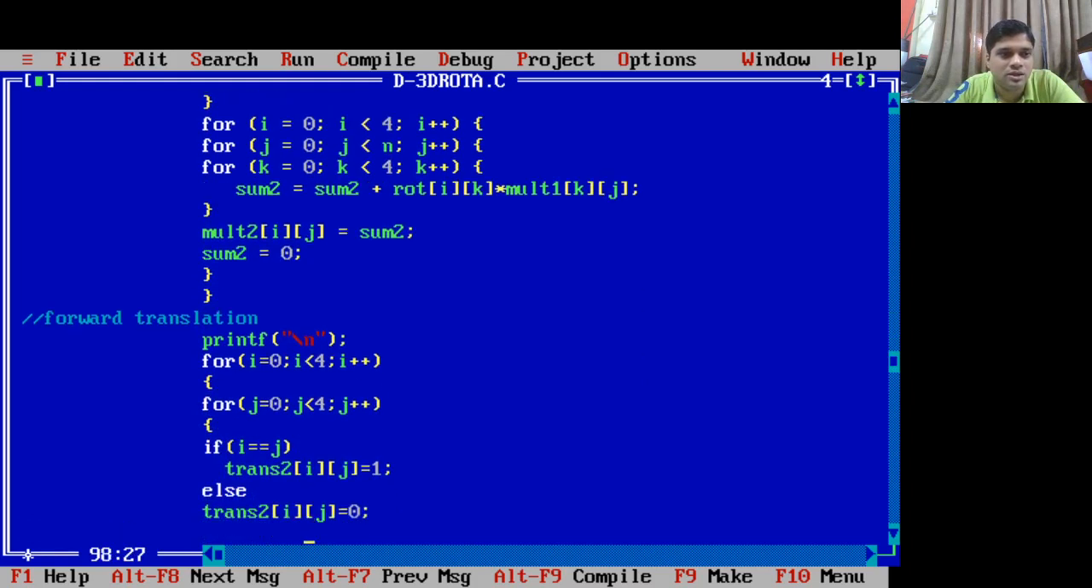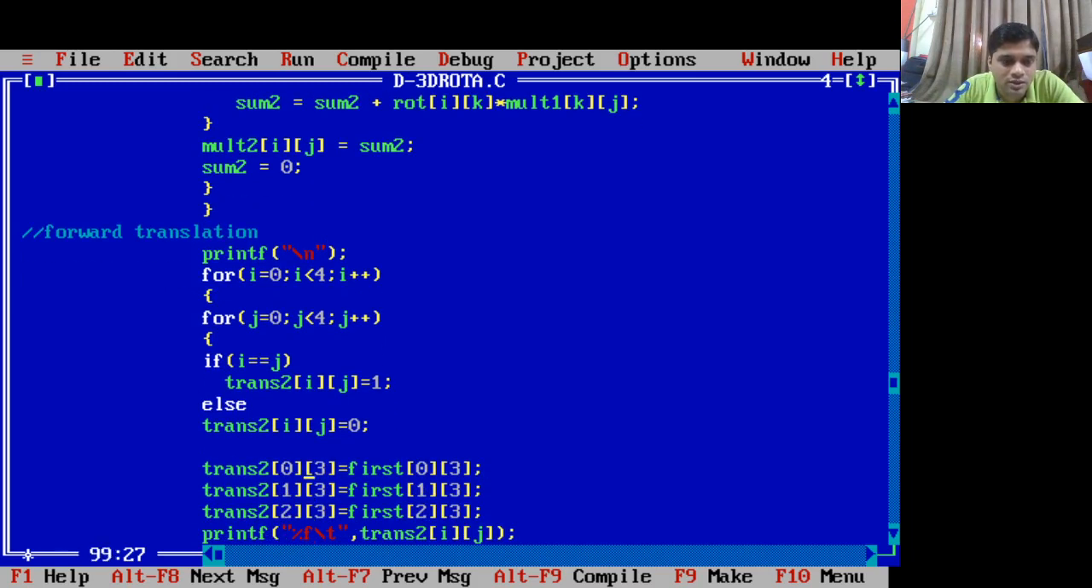Now I will construct the forward translation matrix again in a similar manner. So i equal to 0, i less than 4, j equal to 0, j less than 4. Wherever i equal to j, I will put trans 2 of ij as 1. So this is going to be the diagonal positions, and at all other positions it is 0. And then I will assign the values for the translation vector. So this is going to be the forward translation. So trans 2 of 0,3 is first of 0,3, trans 2 of 1,3 is first of 1,3, and trans 2 of 2,3 is first of 2,3. The object matrix is still stored in the first ij matrix.